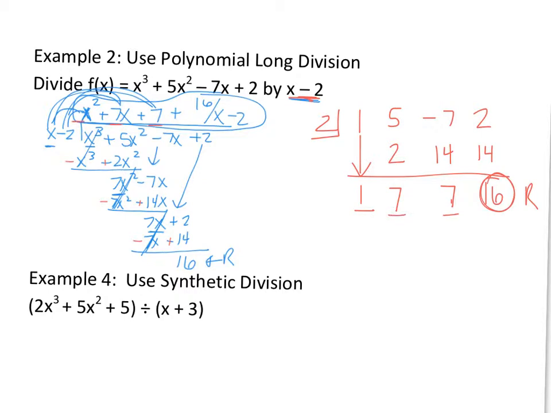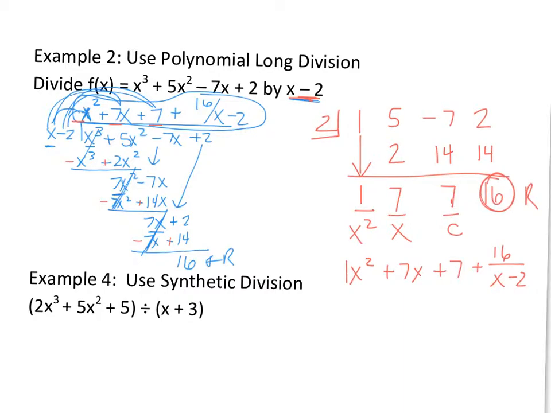1, 7, and 7. Since we started with x cubed, our answer is going to be x squared. This last one's always going to be a remainder, constant, then x squared, and then you would keep going, x cubed, x to the 4th, so on and so forth. So we're going to write out our answer: 1x squared plus 7x plus 7 plus 16 over what we were dividing by. So same answer, 2 different methods.